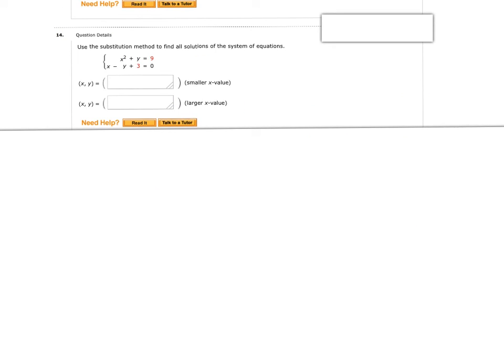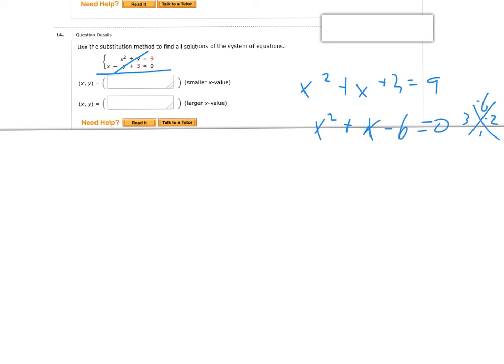All right, this one here, I know it says to use the substitution method, but I see that if I add these together, my y's are going to eliminate. So I'm going to use that instead. And so I get x squared plus x, and then plus 3 equals 9. So now we need to get one side to 0. I'm going to subtract that 9 over, so that gives me x squared plus x minus 6 equals 0. And now I'm going to factor, multiplying to negative 6 and adding to 1. That sounds like 3 and negative 2. So I can split this up, 3x and negative 2x.